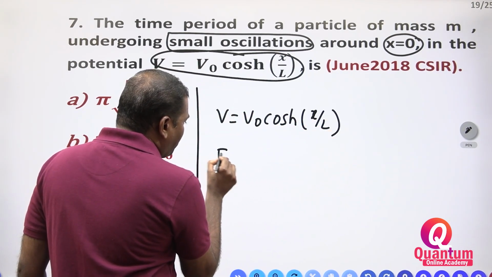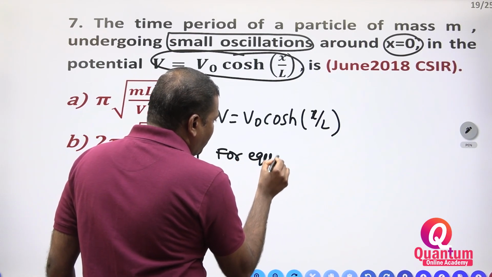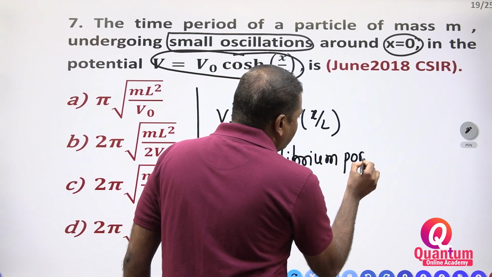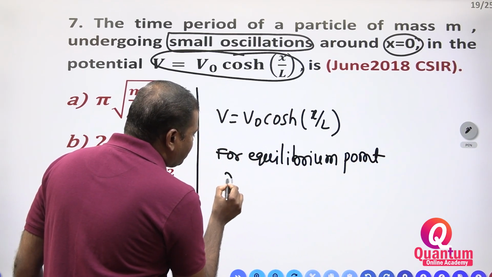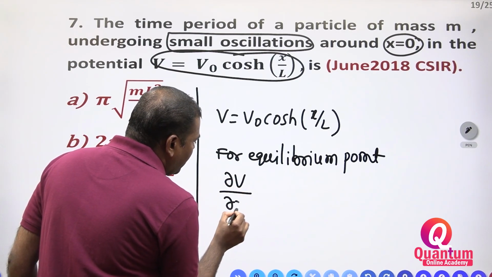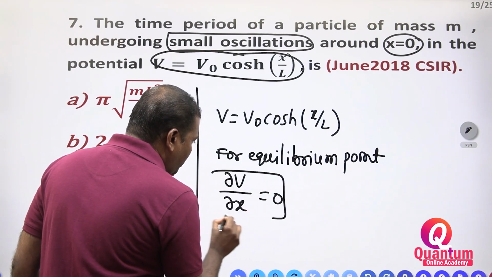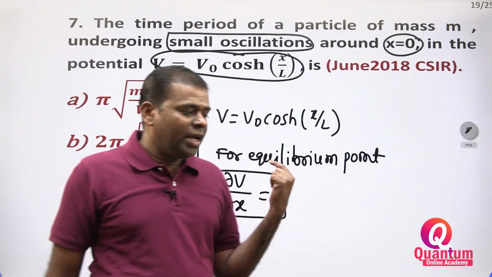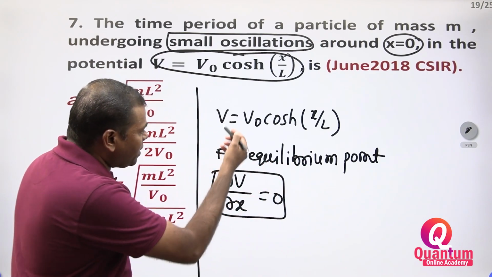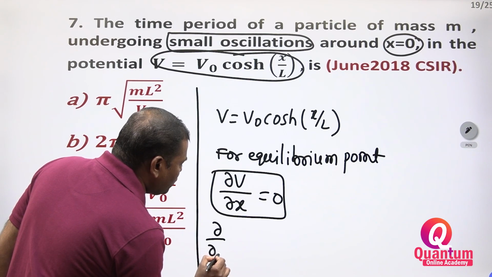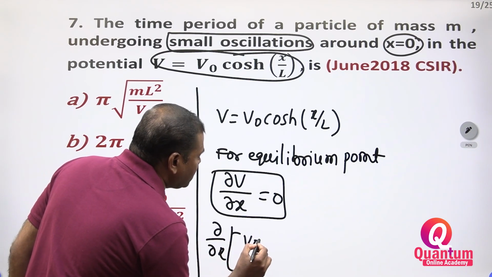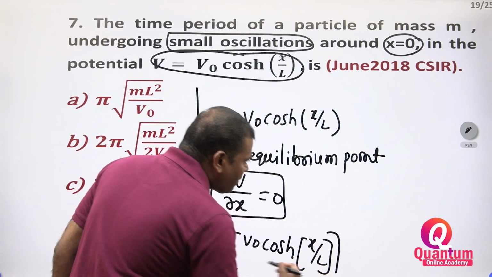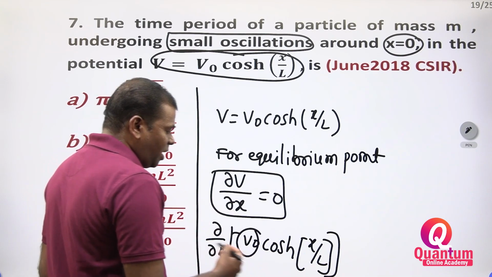For the equilibrium point, which one did we learn? For the equilibrium point, the first derivative, dV by dx is equal to 0. First you have to take the first derivative. For the equilibrium point, dV by dx is equal to 0. First you substitute ∂/∂x of V naught into cos x by L. How much value will you get? V naught is the constant value.